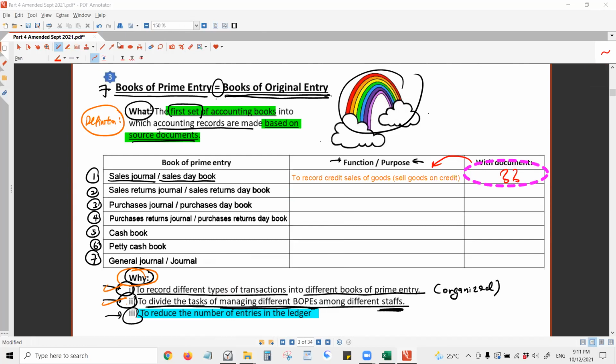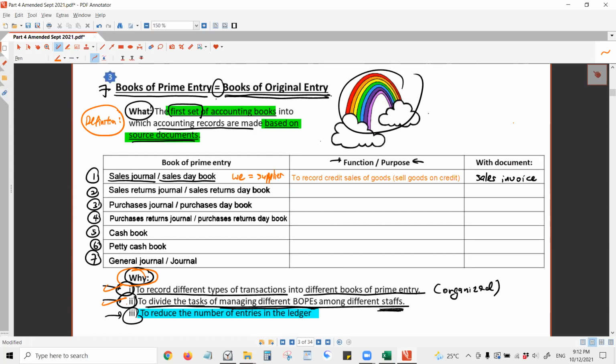But don't write that first. You have to add a word in front of the word invoice. You follow me. You write sales invoice. Have the word sales in front of invoice. Let me explain why you call it sales invoice. Because we are the supplier. When you are recording into sales journal, it indicates that we are the supplier.